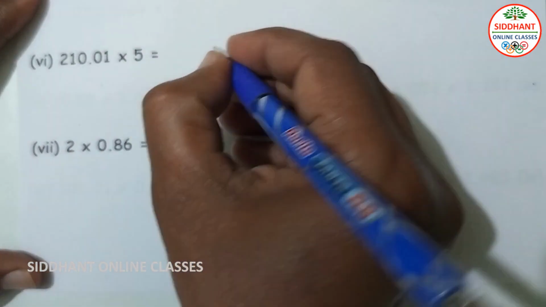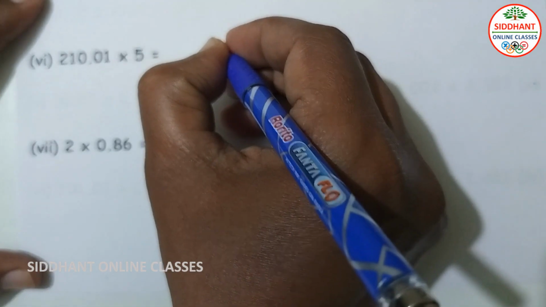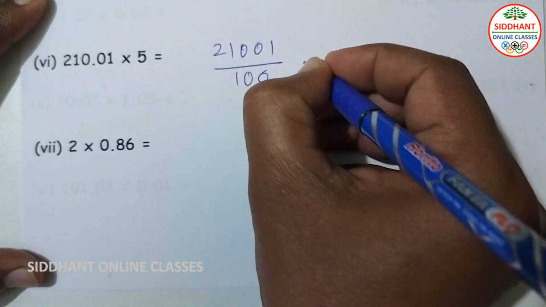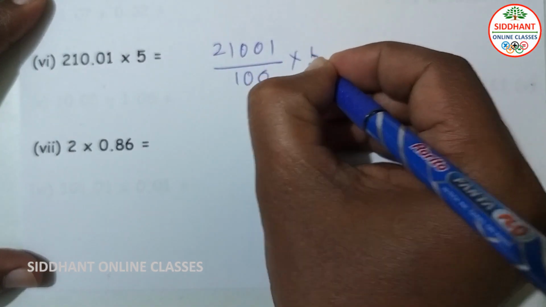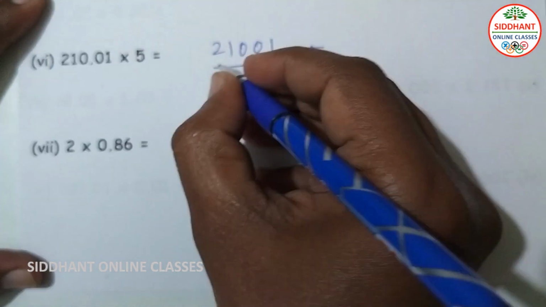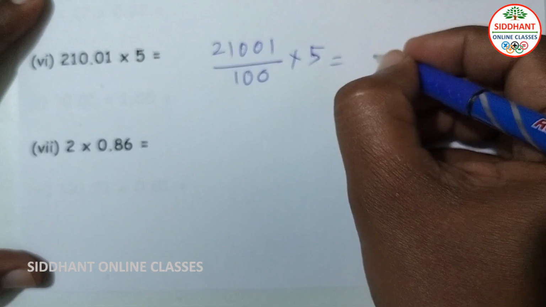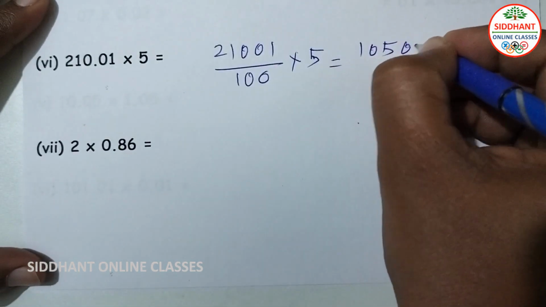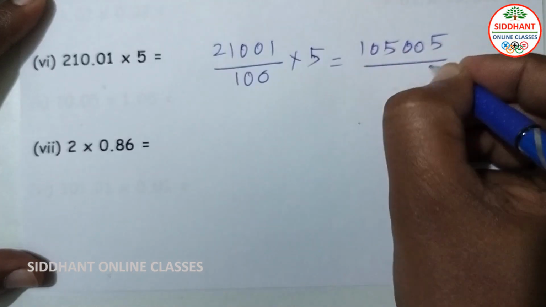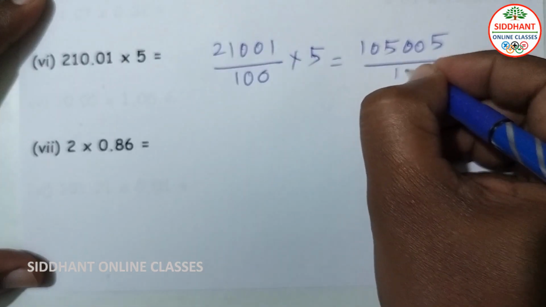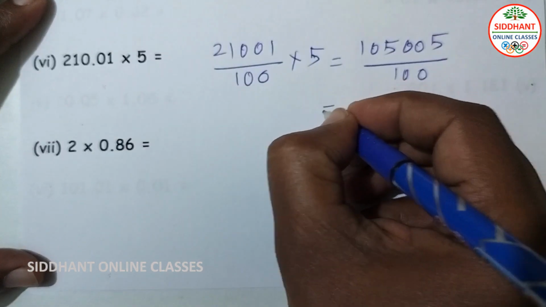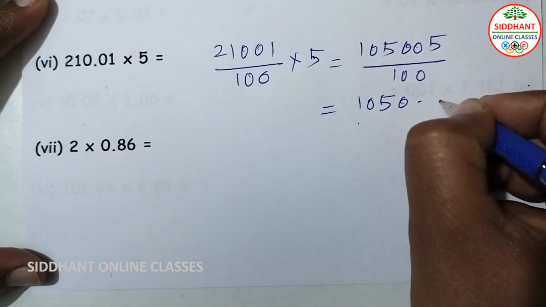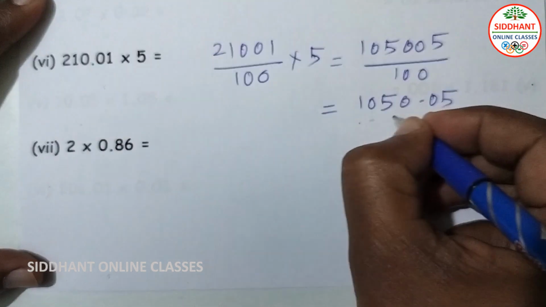Next, sixth one, 210.01 into 5. 210.01 can be written as 21001 by 100 into 5. 21001 into 5, that means 105,005 by 100, that equal to 1050.05.